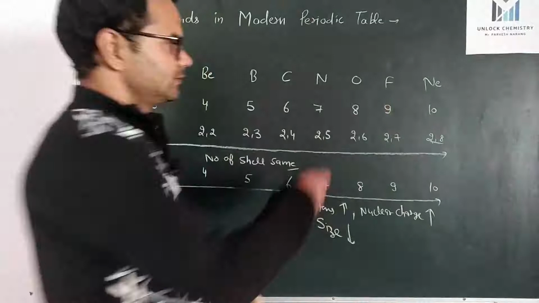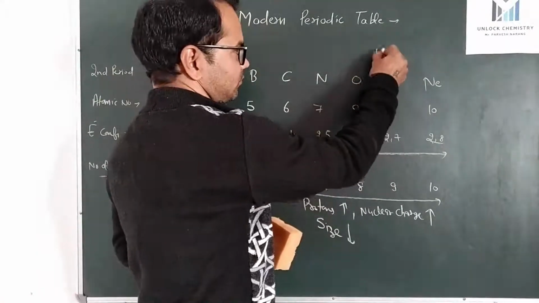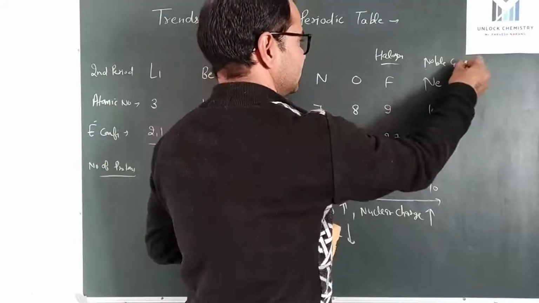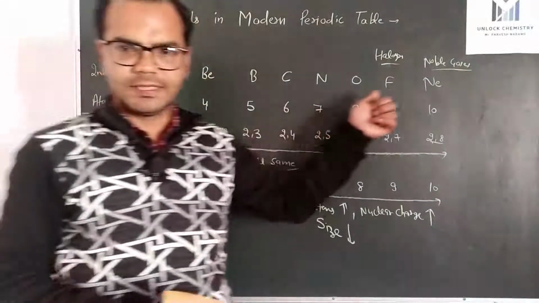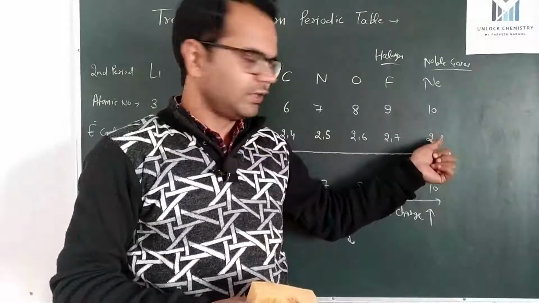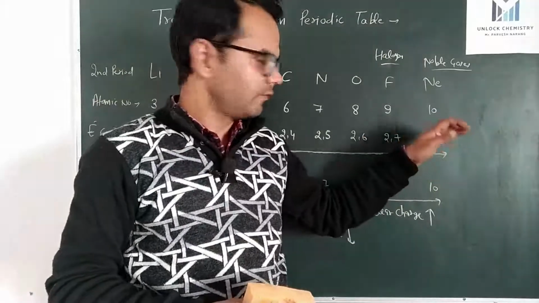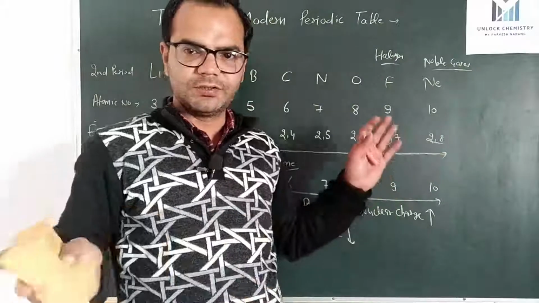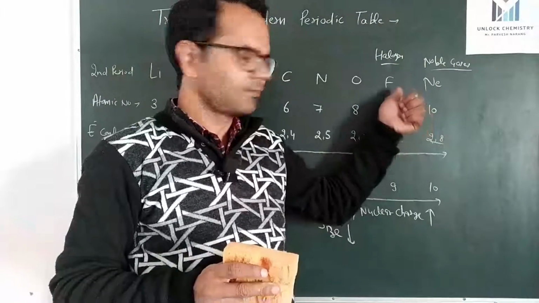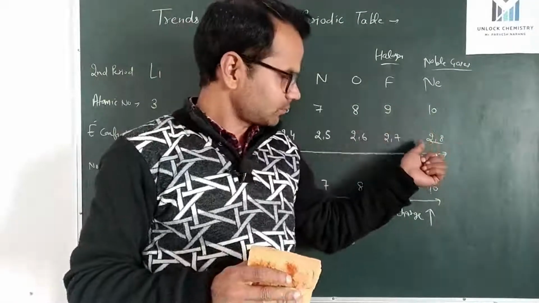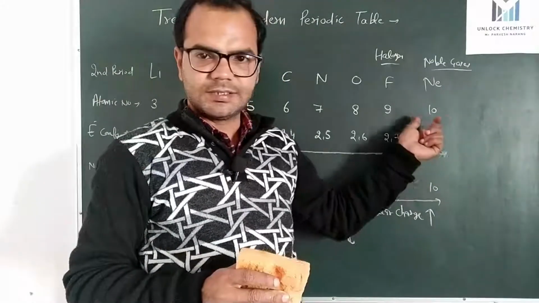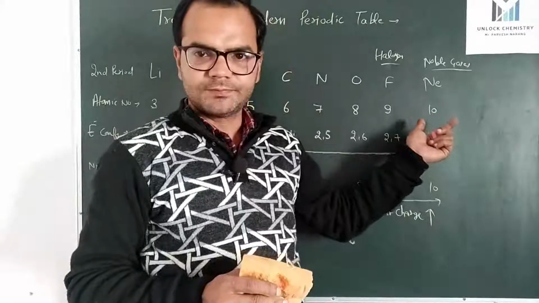Group number 17 is the halogen group, and this is noble gases. Size of noble gases is slightly higher than halogens. Why? Because they have fully filled orbitals. All the electrons are fully filled. So that results into increased repulsion between electrons. So noble gases possess slightly higher size as compared to halogen due to interelectronic repulsion. 10 electrons will repel each other, that results into increased atomic size.